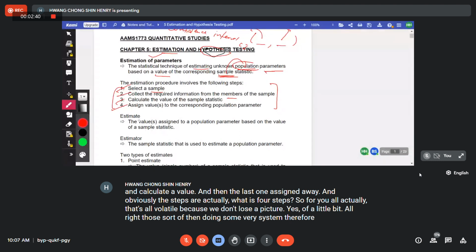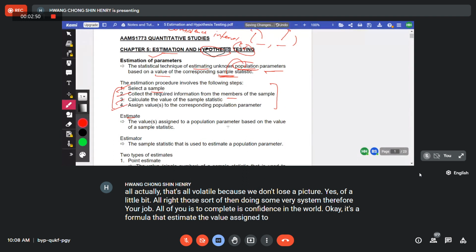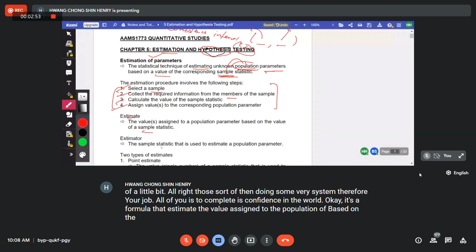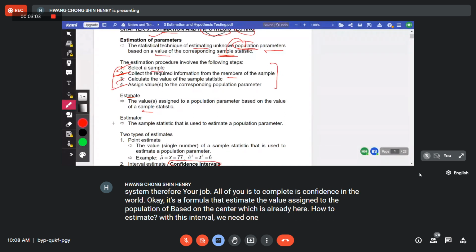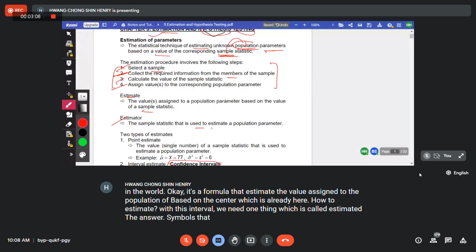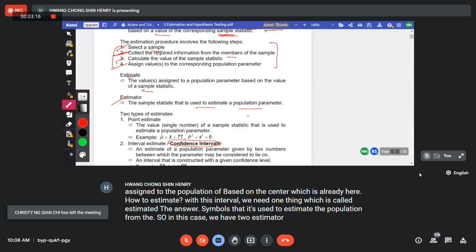Okay, now your job, all of you, is to calculate this confidence interval. Okay, there's a formula there. Estimate the value assigned to the population parameter based on the sample, which is stated already here. Number 2. Now, to estimate the confidence interval, we need one thing, which is called an estimator. Here it means the sample statistic used to estimate the population parameter. So in this case, we have 2 estimators.